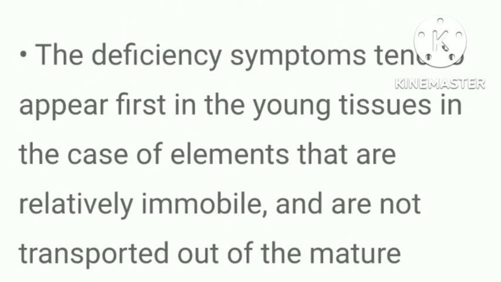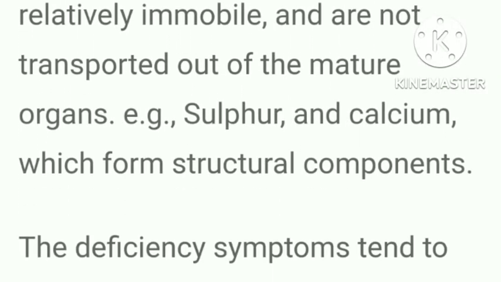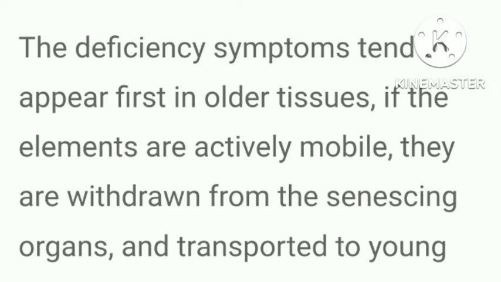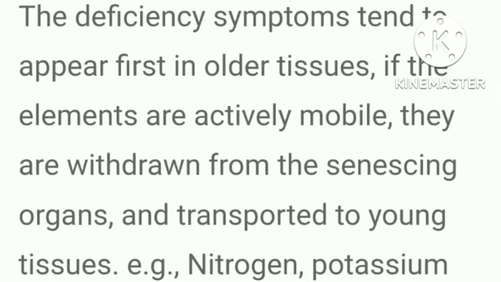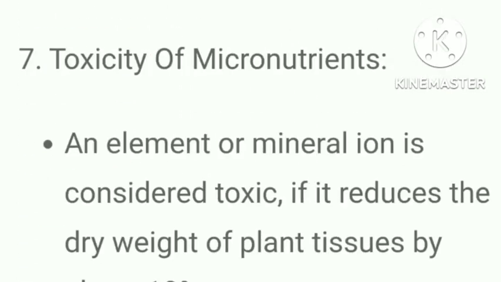The deficiency symptoms tend to appear first in the young tissues in the case of elements that are relatively immobile and are not transported out of the mature organs. Example, sulfur and calcium, which form structural components. The deficiency symptoms tend to appear first in older tissue if the elements are actively mobile; they are withdrawn from the senescing organs and transported to young tissues. Example, nitrogen, potassium and magnesium.